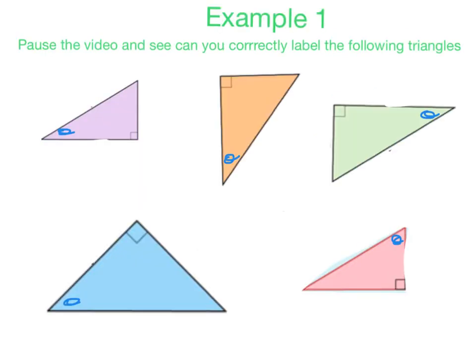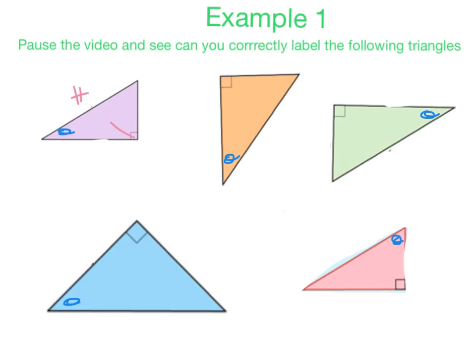Okay, so I have given you 5 right angle triangles. I've given you a given angle in each of the right angle triangles, and I want you now to see if you can label all of these. So press pause on the video because the next slide will be the answers. I want you to go through these, see if you can label them, and then hopefully you'll be getting the right answer.